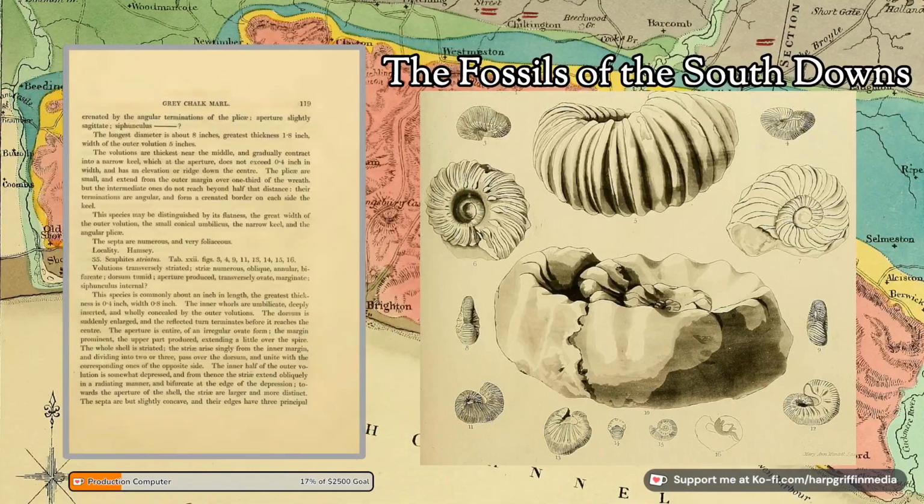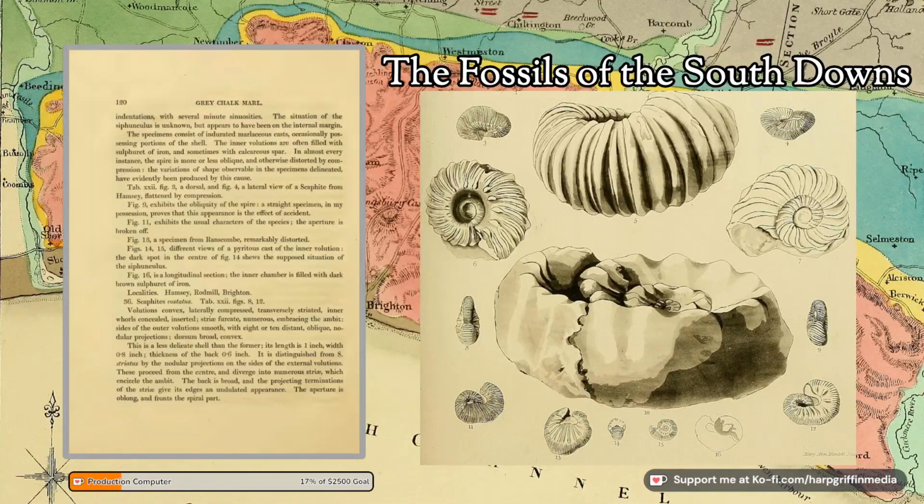The septa are but slightly concave, and their edges have 3 principal indentations, with several minute sinuosities. The situation of the siphunculus is unknown, but appears to have been on the internal margin. The specimens consist of indurated marlaceous casts, occasionally possessing portions of the shell. The inner volutions are often filled with sulphuret of iron, and sometimes with calcareous spar.